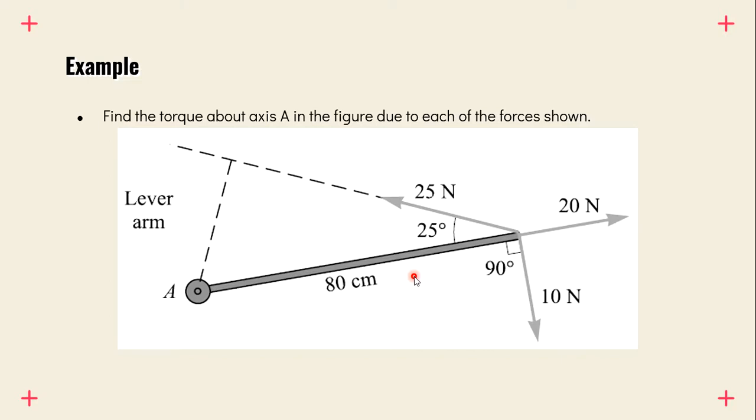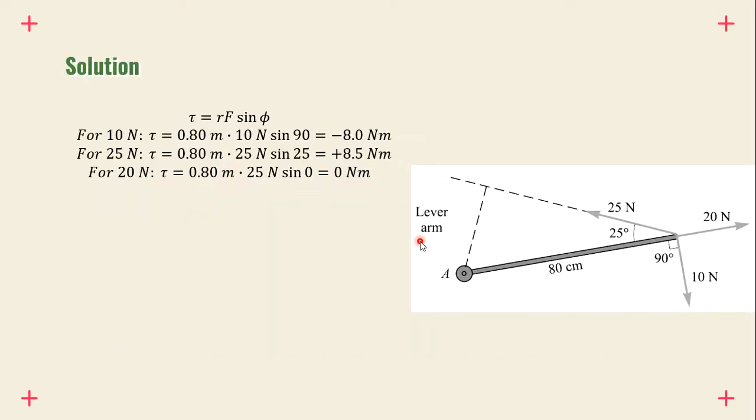Let us have an example to demonstrate our understanding of the subject. Find the torque about the axis A in the figure due to each of the forces shown. Okay. The solution for this, the easier way to do this, is tau equals R F sine phi.